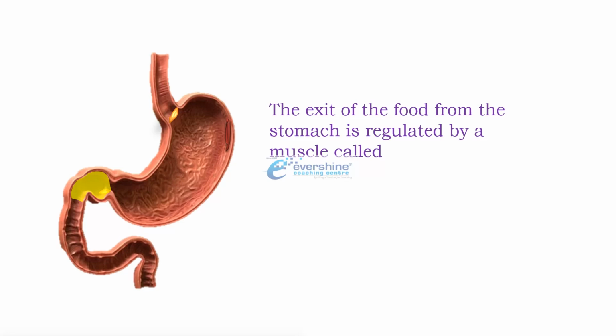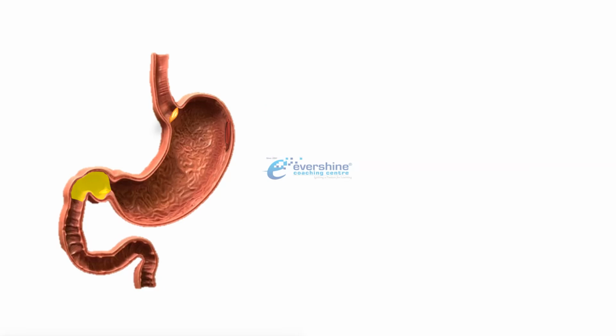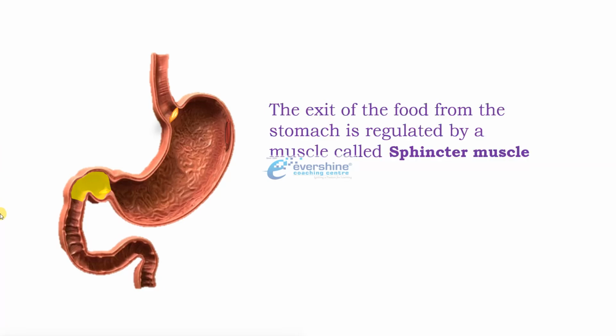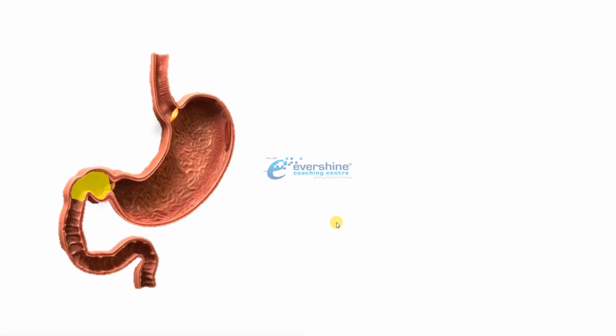Now the exit of the food from the stomach is through a muscle called the sphincter muscle. Which muscle? The sphincter muscle. It acts as a valve. Can you see this? This is the end of the stomach, before it enters into the small intestine. So here we have a muscle. What is that muscle called? The sphincter muscle.